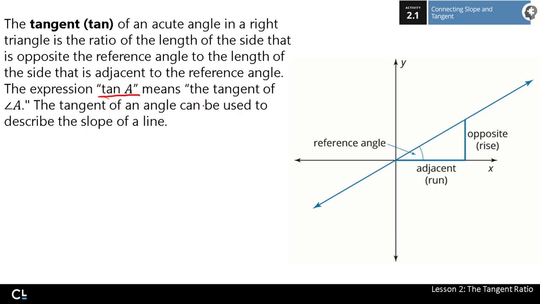The tangent of the angle can be used to describe the slope of the line, just like what we said, right? So here we have our reference angle in this picture. We have our opposite side, which is our rise, over our adjacent side, which is our run. So it's opposite over adjacent, which is really like our rise over run. They're the same thing. So basically, what we're doing today is just slope. It has a fancy name, and we're calling it the tangent, but it's just slope.